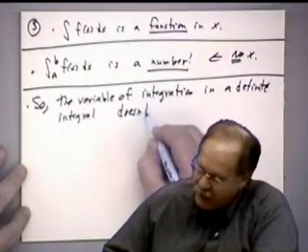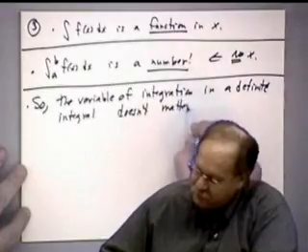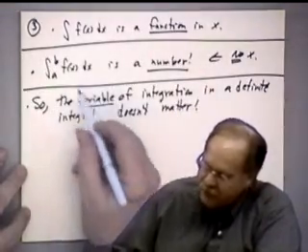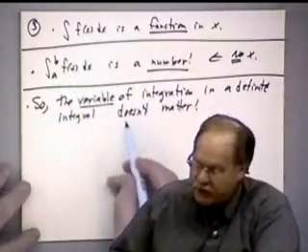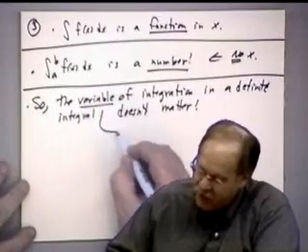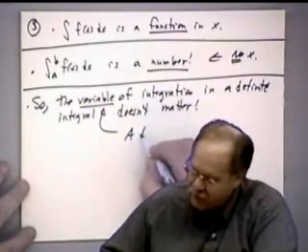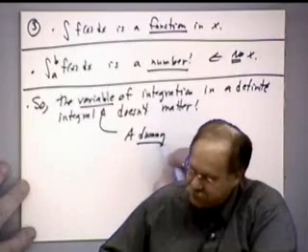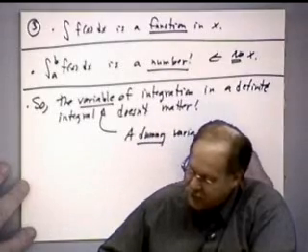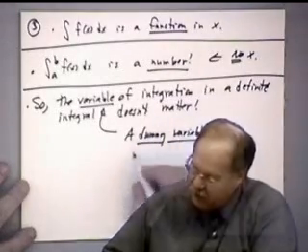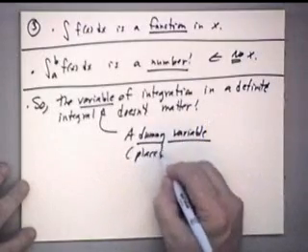It doesn't matter what letter you use. So the variable of integration, although I've written x here, really makes no difference. In fact, this variable is often called a dummy variable, like a closed dummy, standing in for a person. A dummy variable, also called a placeholder.